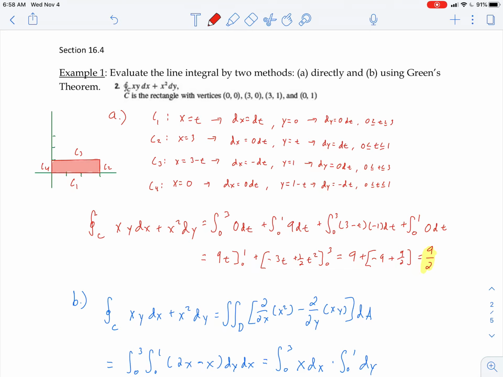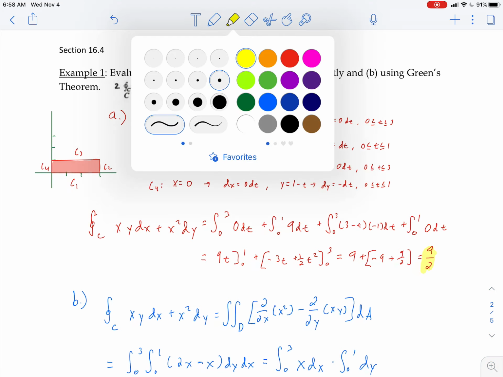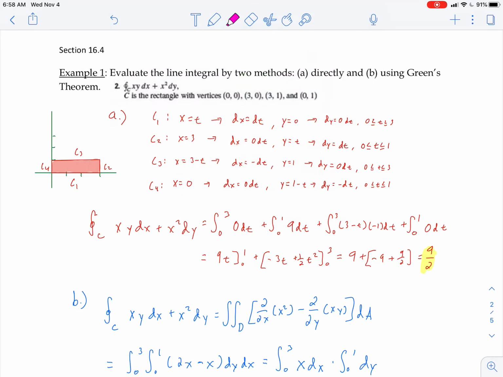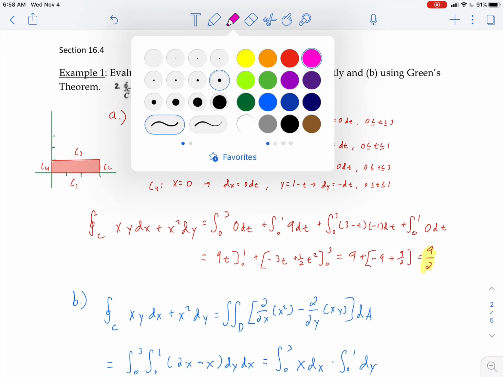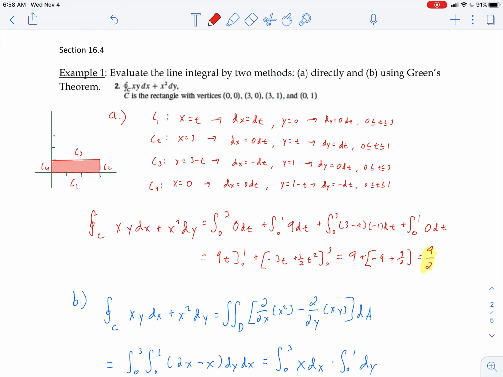now our integral of xy dx plus x squared dy, we can break up into 4 separate integrals. All I did here was substitute in what each value was, so I take my x for C sub 1. I should probably put this above here, so let me do this real quick. So this would be C sub 1, C sub 2, C sub 3, and C sub 4 for each line integral that we have.